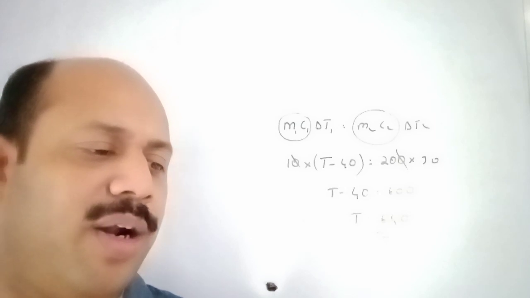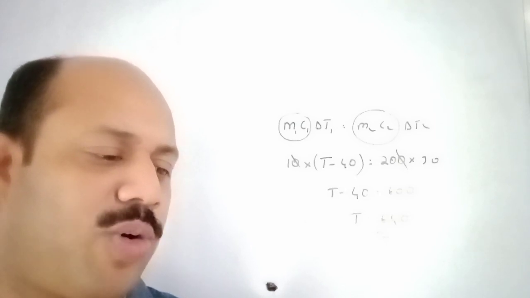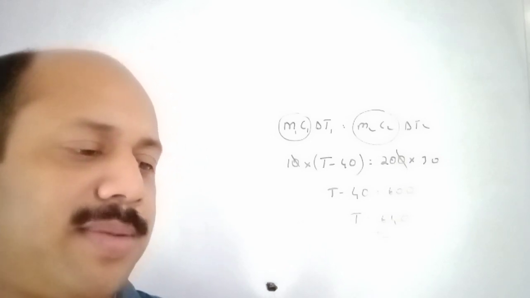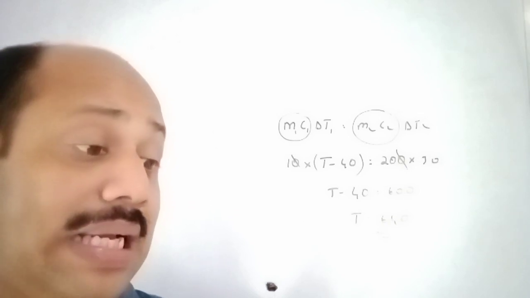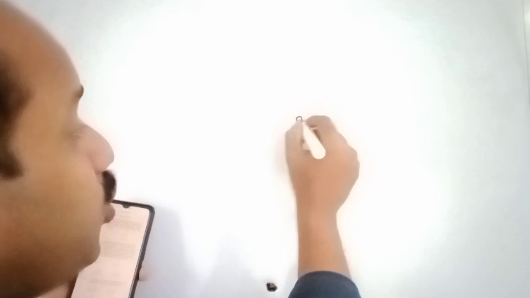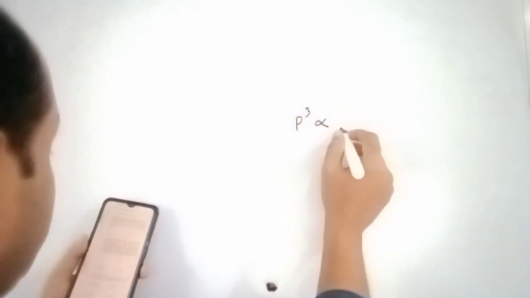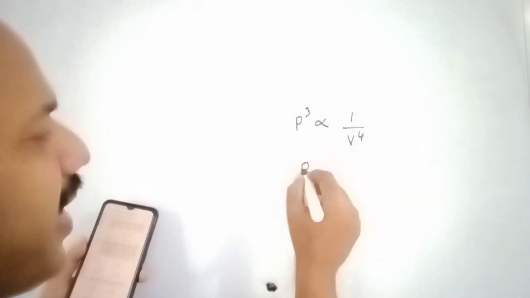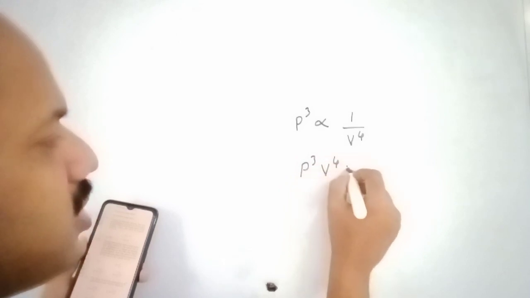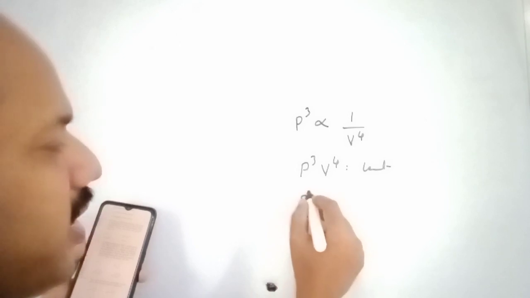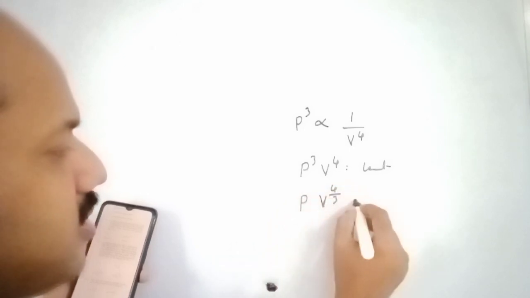22. During an adiabatic process, the cube of the pressure is found to be inversely proportional to the fourth power of volume. Cube of pressure is inversely proportional, right? Inversely proportional to the fourth power of volume. 1 by V raised to 4. Now we can write like this: P cube V raised to 4 is equal to a constant, right? Now, taking the cube root, it is P. Now V raised to what? 4 by 3 is equal to a constant.